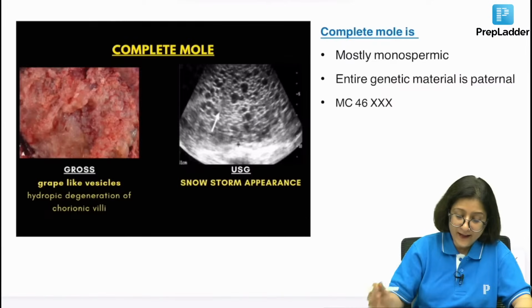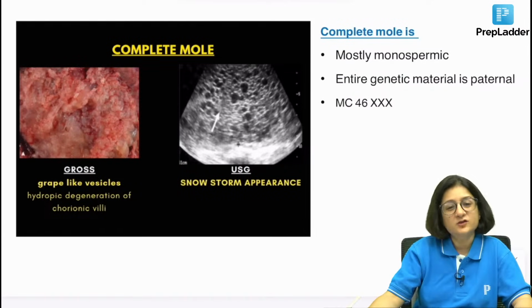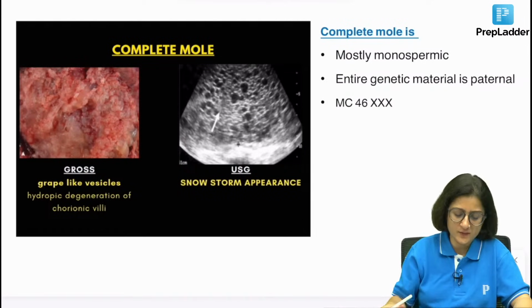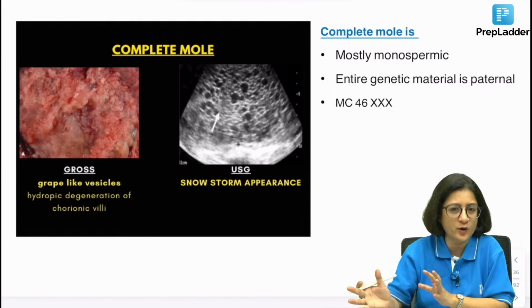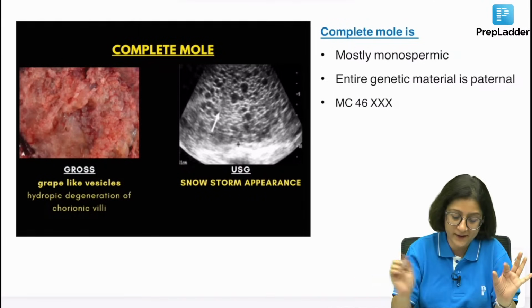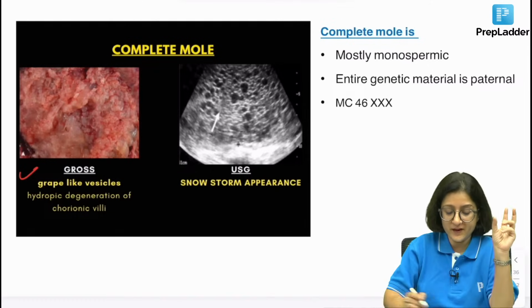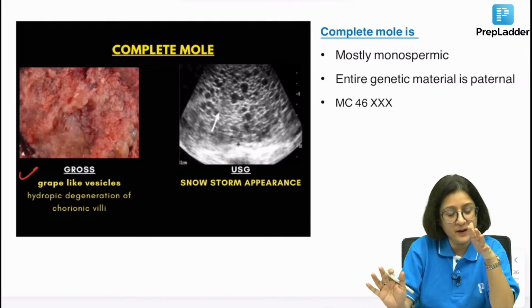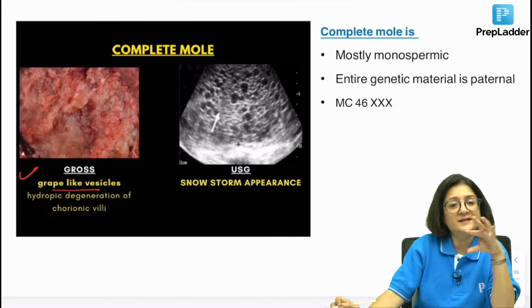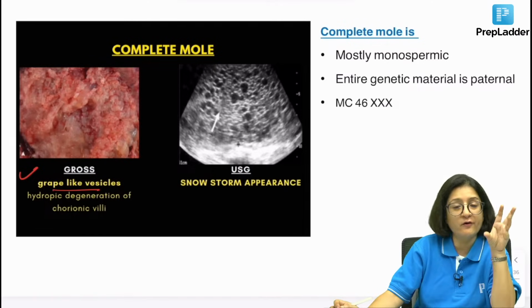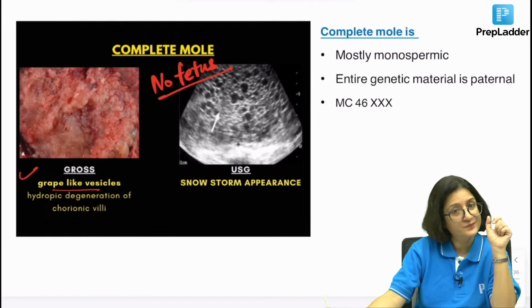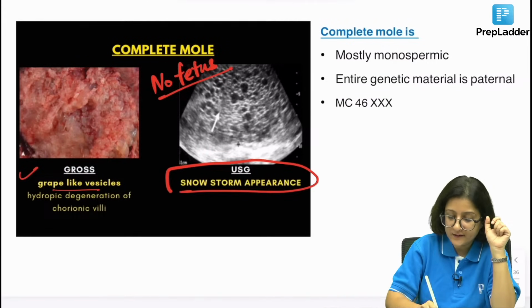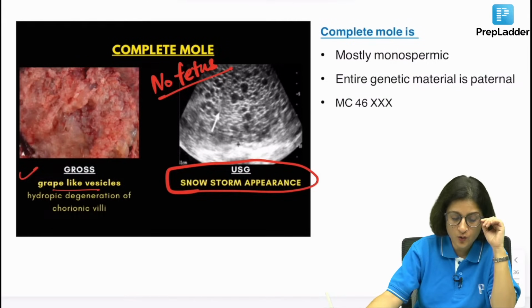Now, next image, complete mole. We'll quickly go through these images because there's not much to discuss. The key important pointers that you need to remember are already mentioned along with the images. So, grape-like vesicles, there's complete hydropic degeneration of chorionic villi in complete mole, right? And there is no fetus. On ultrasound it shows the classic snowstorm appearance.